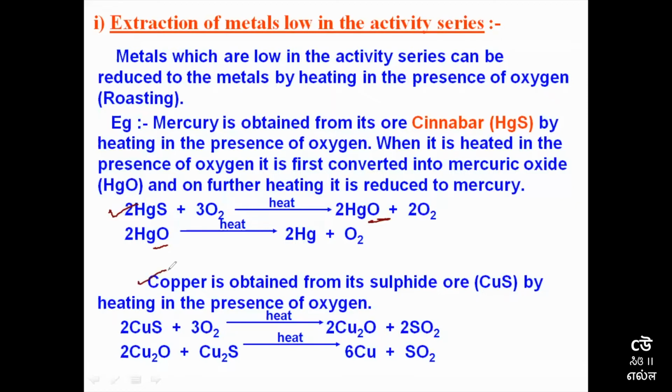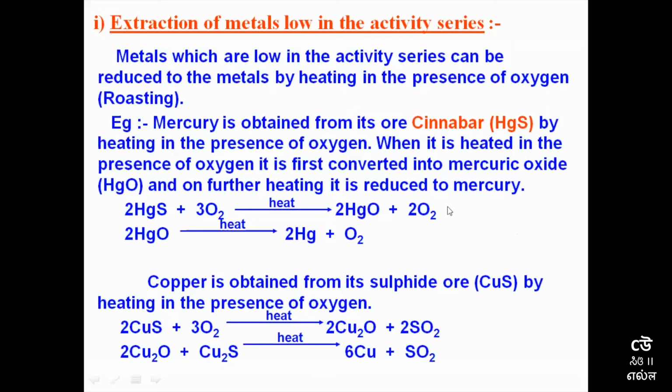extraction of copper. So we'll say copper is obtained from its sulfide ore, that is CuS, by heating in the presence of oxygen. So CuS when it combines with oxygen, it forms copper oxide and sulfur dioxide. Then copper oxide combines with Cu2S in order to form copper metal and sulfur dioxide. Okay, so this shows how we can extract metals which are low in the activity series.